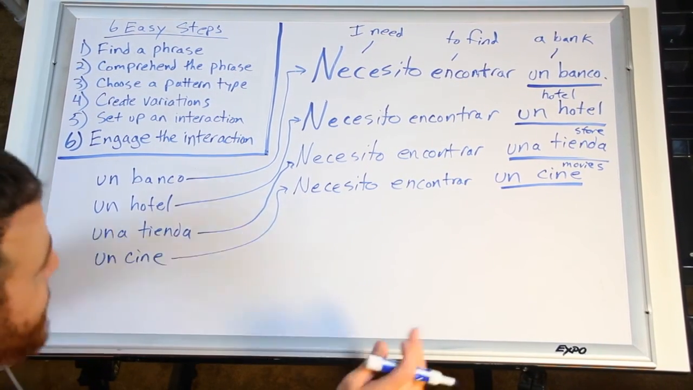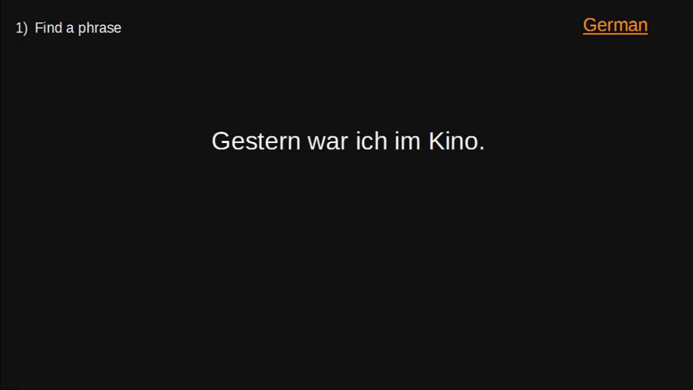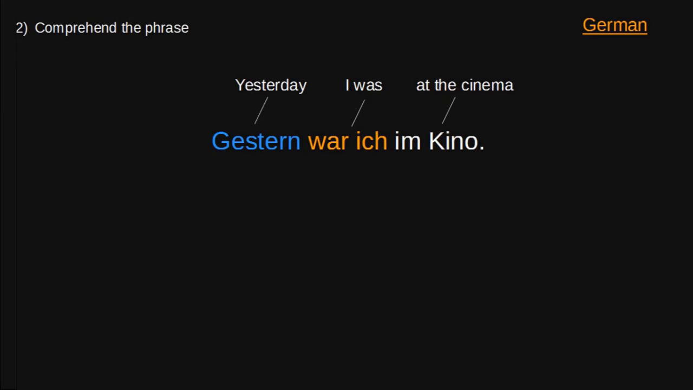So let's take a look at a few more examples. So we looked at a Spanish phrase already. Let's do the same thing in German. So step 1, find a German phrase. Ta-da! There we go, German phrase found. Step 2, comprehend the phrase. This is where we recognize what the new language looks like and sounds like, and we understand what it means.